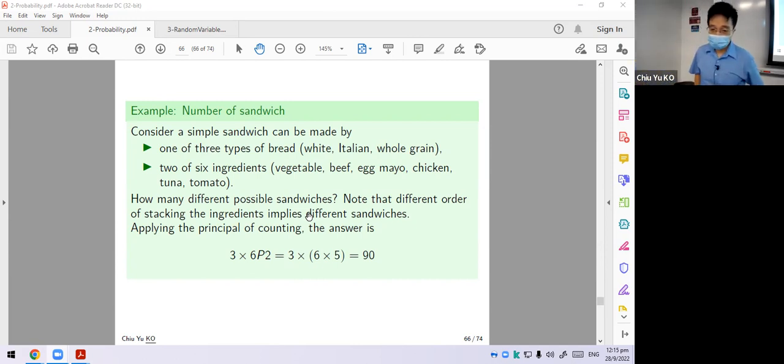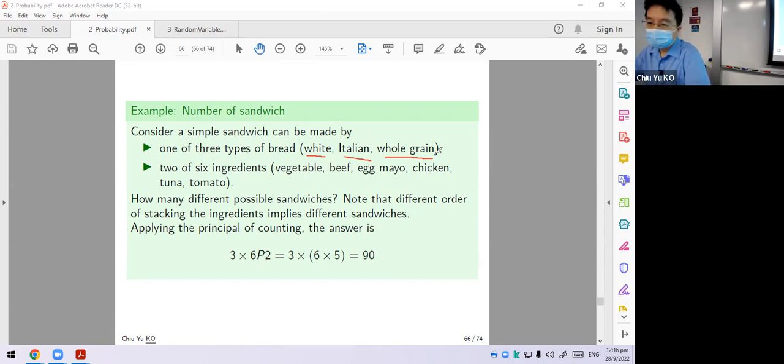There are several types of sandwiches, and there are 3 types of bread: white, Italian, whole grain. Actually there are many more, like honey oat, but let's just use 3. And luckily you can put 2 ingredients there, maybe veggie, beef, egg mayo, chicken, tuna, or tomato. You can stack them up, right? They put the bread and you can put the ingredients and stack up a little bit. We're asking how many different ways there are to make a sandwich.